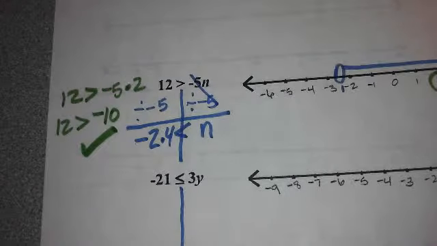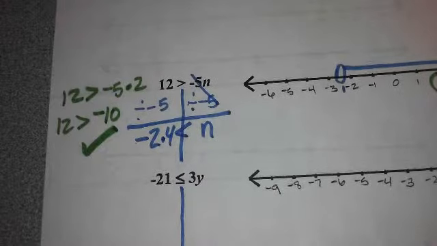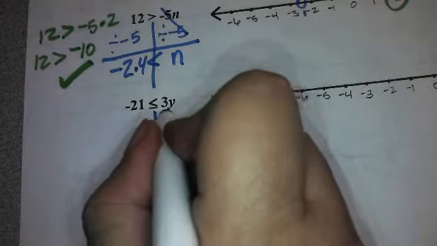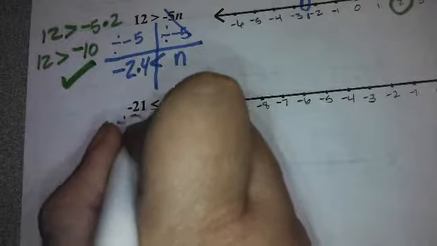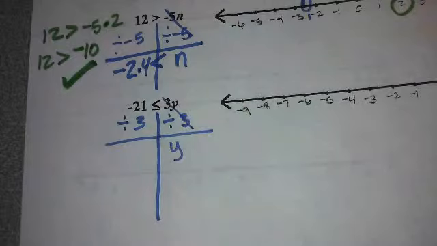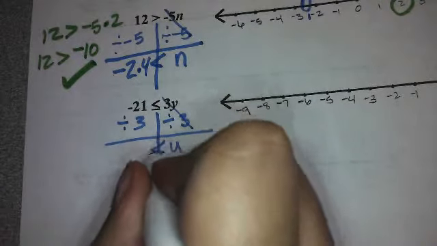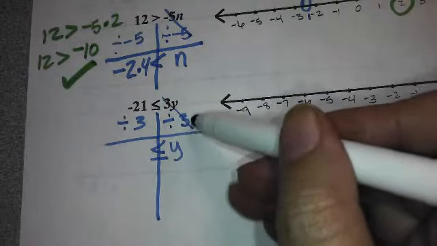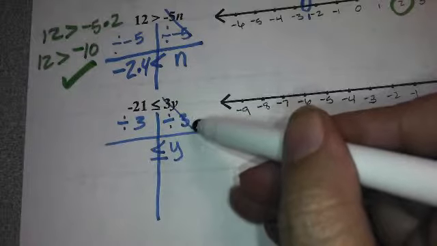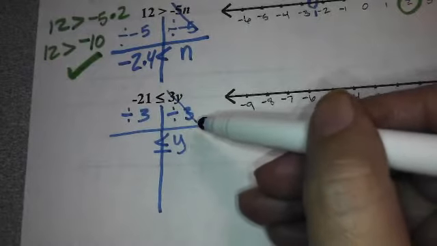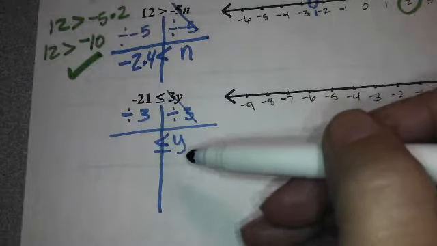Let's try this one. -21 is less than or equal to 3 times y. To undo multiplication, I'm going to divide. So divide by 3 on both sides. That cancels out, leaving me with a y. I'm going to slide the sign down. Notice that I did not flip this time, even though I'm dividing, because I'm dividing by a positive number. The only time that you flip the inequality sign is when you divide or multiply by a negative number.